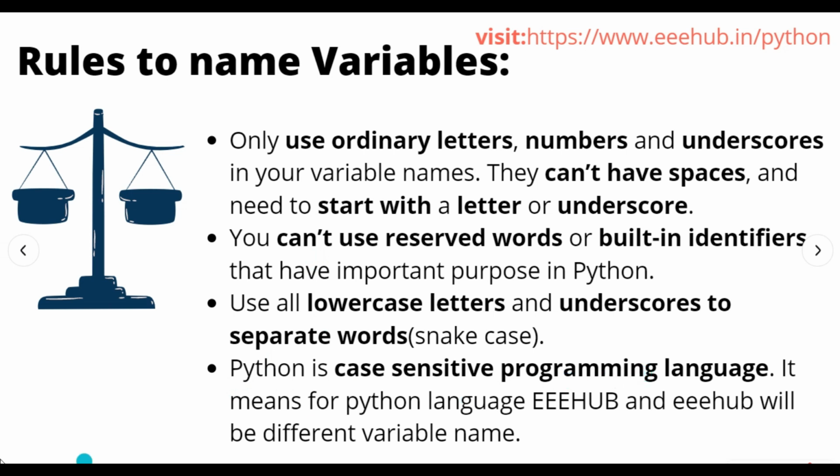Now the fourth point is Python is a case sensitive programming language. What it means is, when you create a variable that has uppercase like eeehub and another variable with lowercase, then the Python language will make two variables. One is eeehub and another is small eeehub. Okay, so let's see this in action in the command prompt. Okay, so it will be clear for you.